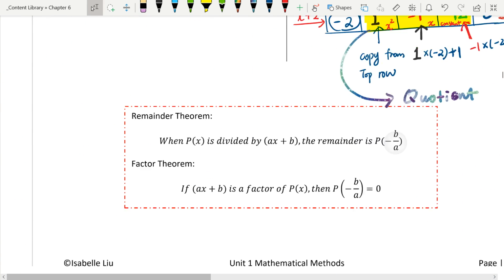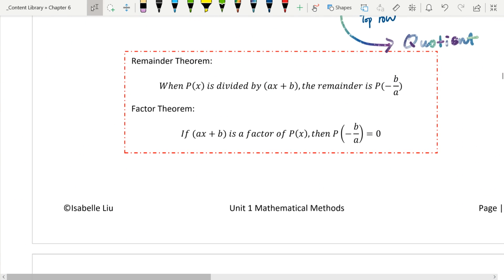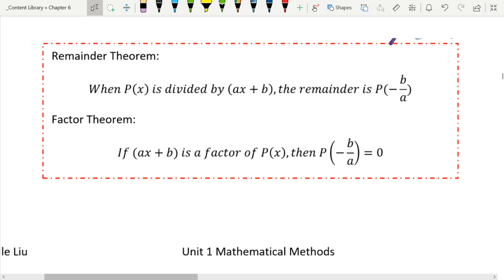This is the method I will use for most of the exercises for this topic. So set up the tables, find the values from the table. But before that, let's have a look at this. So the remainder theorem. What's the remainder theorem?